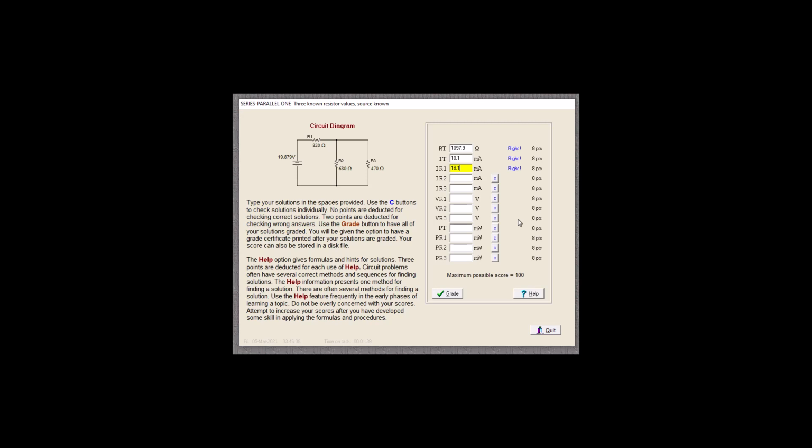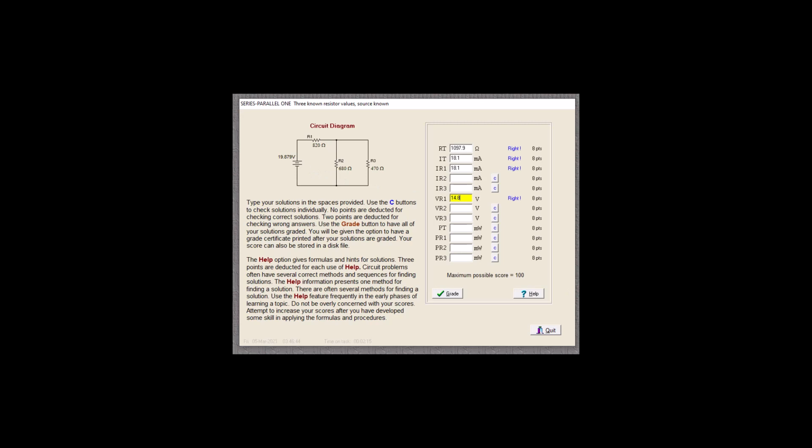And the best way to do that now is to find our voltage across R1. So let's find VR1. We have our 18.1 milliamps, and we're going to multiply that by 820 ohms, and we're going to come up with a voltage of 14.8 and see if it likes that. Good. So let's subtract the 14.8 from the 19.879.